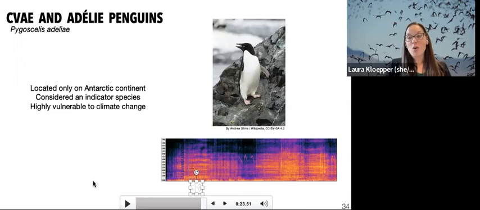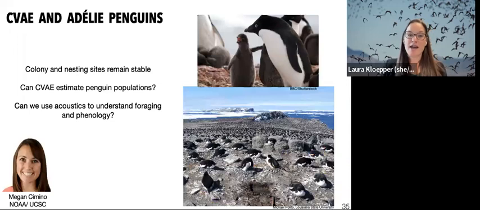Okay, so when I was trying to think of how we could potentially scale up this idea to test out how this performs with other taxa, seabirds came to mind. And I met Megan Semino, who is from NOAA and UC Santa Cruz. And she says, this is fantastic. We go down to Antarctica every year. We count these penguins. We know exactly where these colonies are. They have very stable colonies. These colonies are stable from year to year to year.